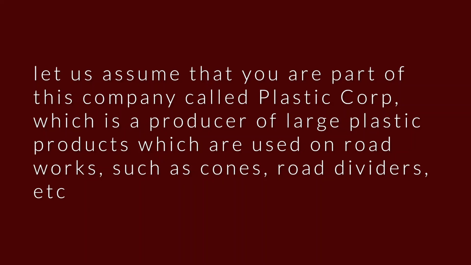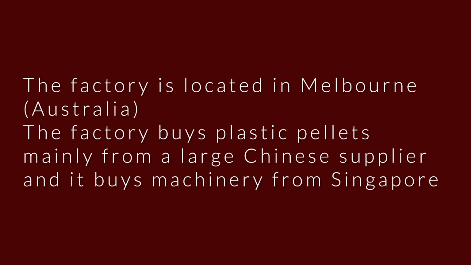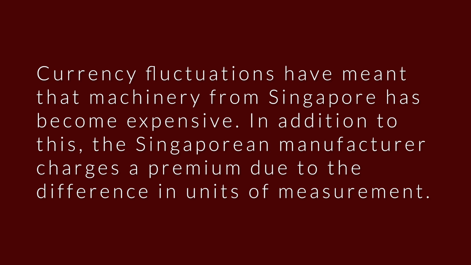So in the spirit of learning by doing, let's test your understanding of external risks. In this case, let's assume that you're part of a company called Plastic Corp, which is a producer of large plastic products which are used on roads such as cones and road dividers. The factory is located in Melbourne, Australia. Now the factory buys plastic pellets mainly from large Chinese suppliers, and it buys machineries from Singapore. Currency fluctuations have meant that machineries from Singapore have been expensive.